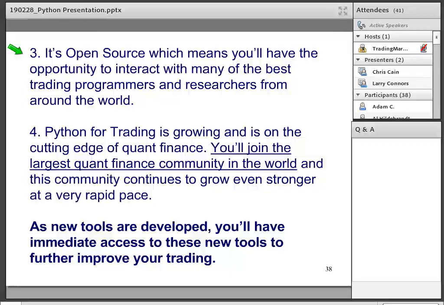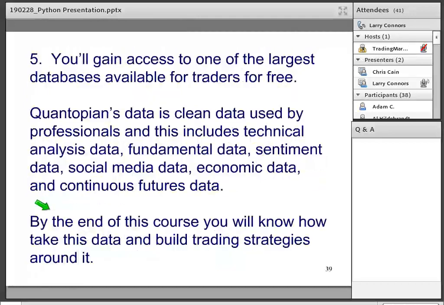Number 3, it's open source, which means you'll have the opportunity to interact with many of the best trading programmers and researchers from around the world. Number 4, Python for trading is growing, and it's on the cutting edge of quant finance. You're going to join the largest quant finance community in the world, and this community continues to grow even stronger at a very rapid pace. What's also nice is that there are continuously new tools being created for Python as it pertains to trading. So as these new tools are developed, you'll have immediate access to them to further improve your trading.